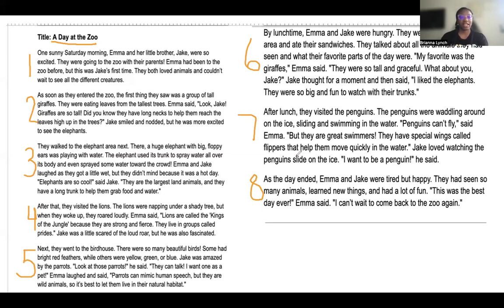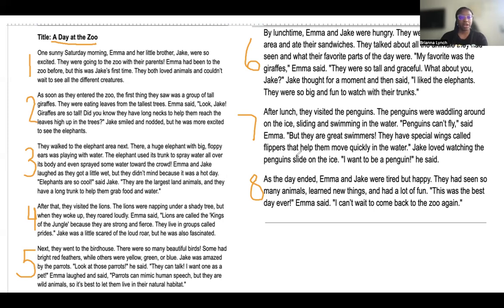After that, they visited the lions. The lions were napping under a shady tree, but when they woke up, they roared loudly. Emma said lions are called the kings of the jungle because they are strong and fierce. They live in groups called prides. Jake was a little scared of the loud roar, but he was also fascinated.